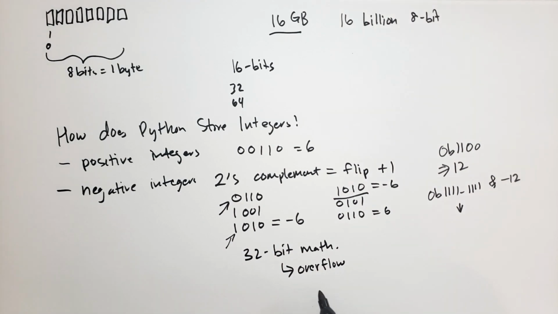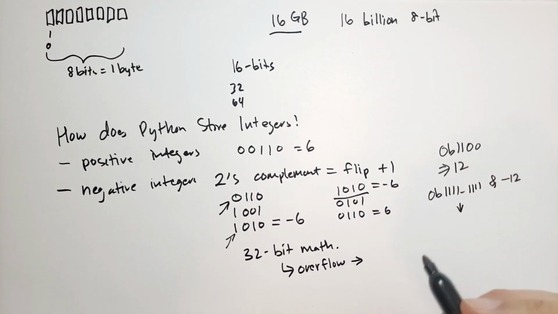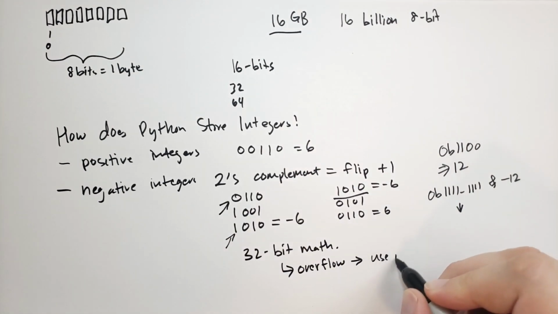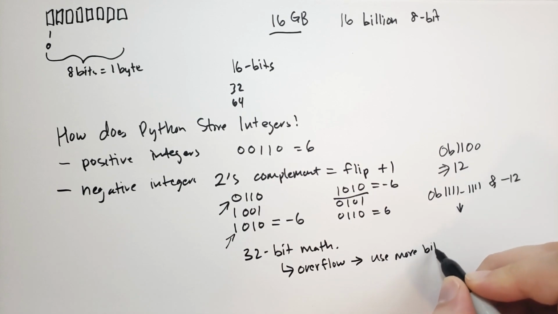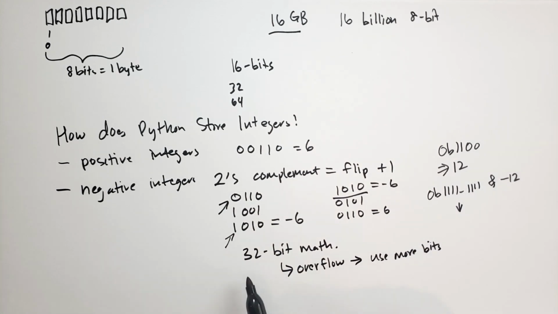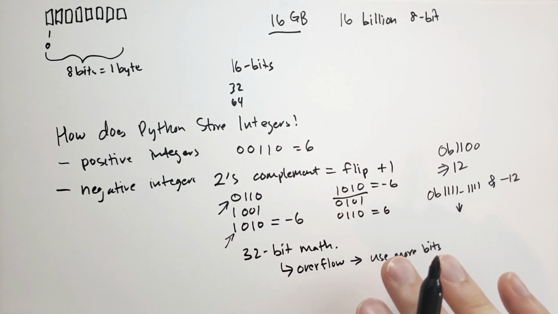An overflow indicates that the result of the math operation is too large. What Python will do is it will use more bits as needed. Typically, instead of using just a single 32-bit to represent the number, it's going to use two 32-bit numbers to represent the number. And so Python will do this automatically and elegantly so you never notice.